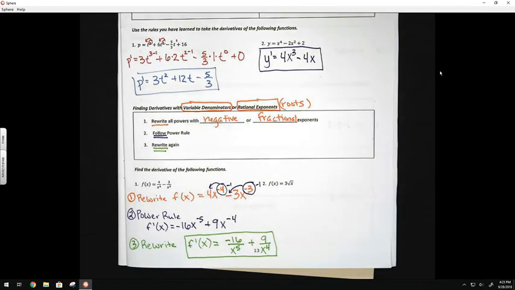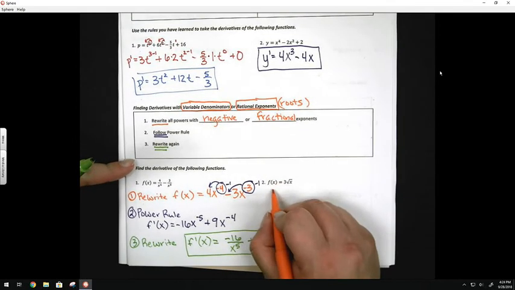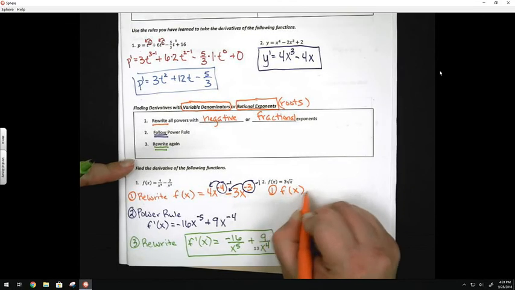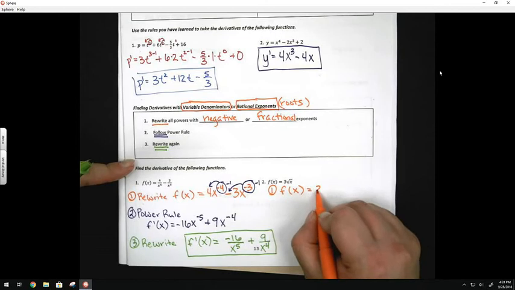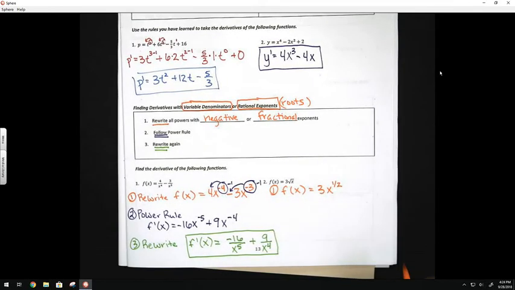Okay, let's do one more. First thing here is to rewrite this one. So for step 1, we're going to rewrite f of x. Instead of 3 times the square root of x, we're going to write that as 3x to the 1/2. So you do need to be comfortable converting from square roots to rational exponents, or from cubed roots to rational exponents. Okay? Then we're going to follow the power rule.